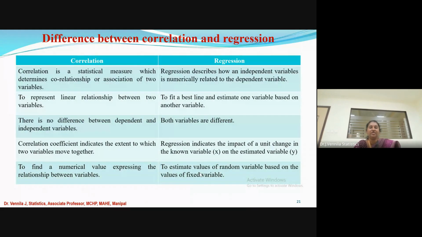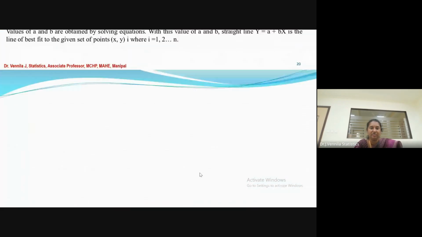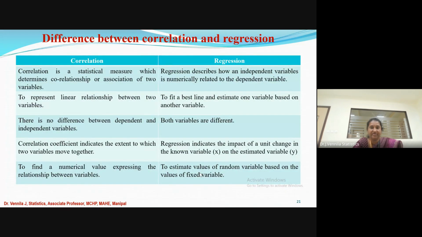Now, can anyone tell me the difference between correlation and regression? Till now we have studied both. The first point: correlation finds the relationship between two variables. Regression finds the average relationship between one independent variable and one dependent variable. The second difference is that the range of correlation is -1 to +1, while for regression, if one coefficient is more than one, the other is less than one.